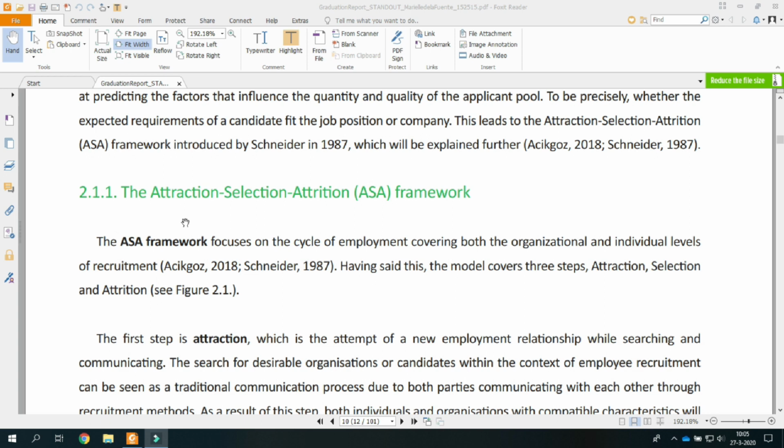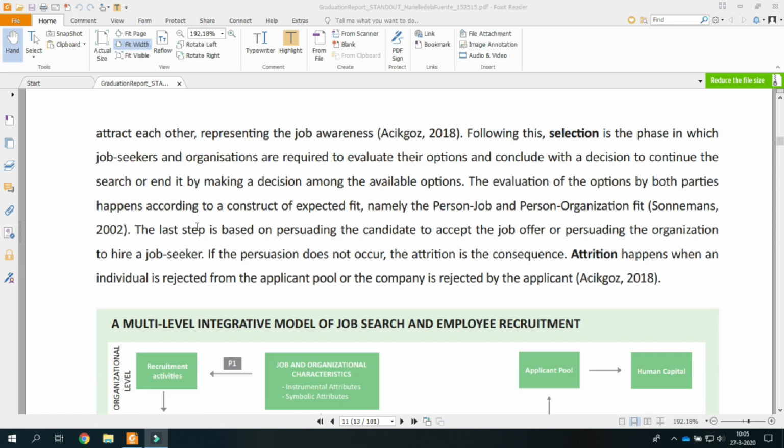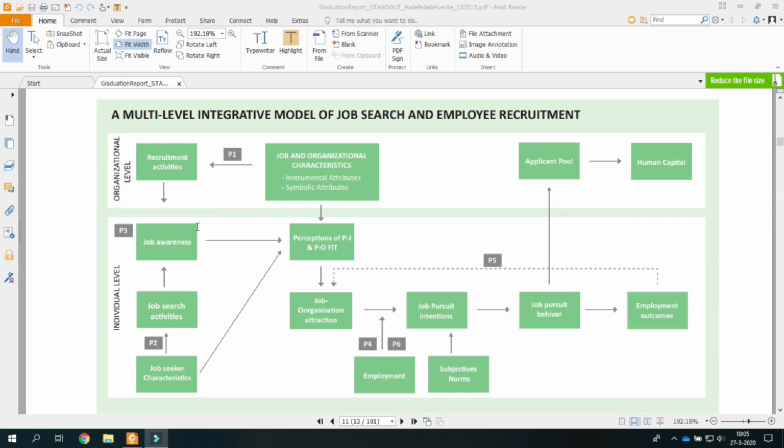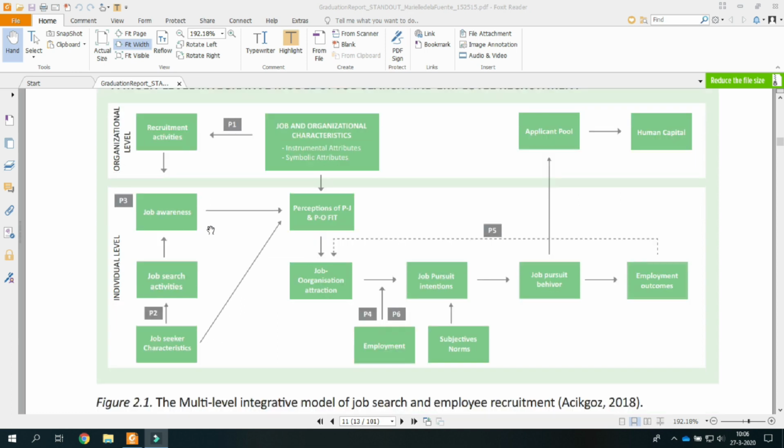Then she uses a framework she found in the theory. So the ASE, the Attraction, Selection, Attrition framework. And if we look further down, then this figure explains how this works. So this is a model of how people go for recruitment. So there is an individual level and there's an organizational level. So two levels, and those levels have to come together.